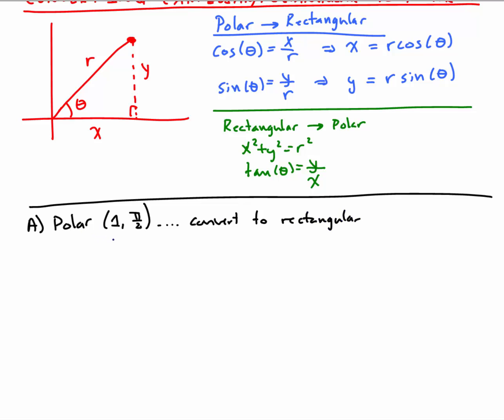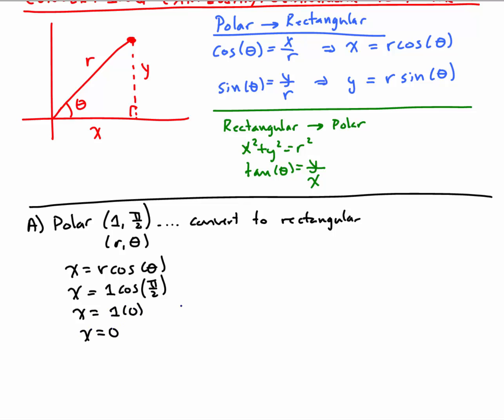So recall, this is r and theta. The formula that we have for x is equal to r cosine of theta. So to find my x coordinate, r would be 1, theta would be pi over 2. Well, the cosine of pi over 2 is 0, so 1 times 0, my x coordinate would be 0.